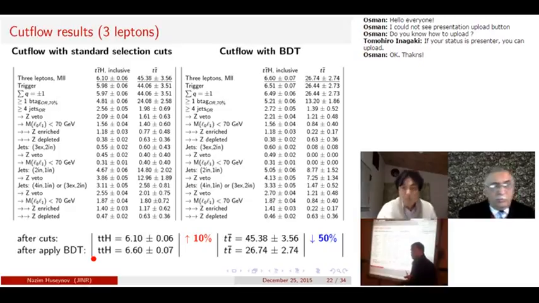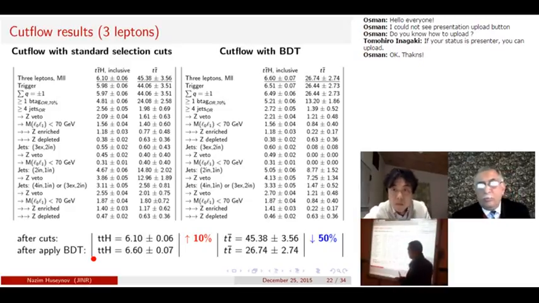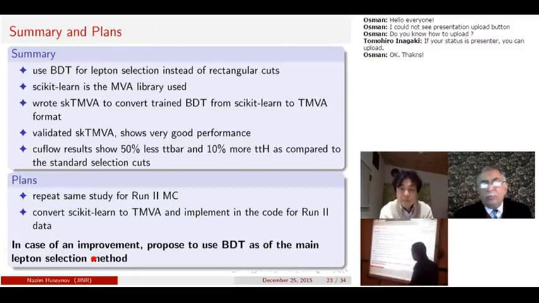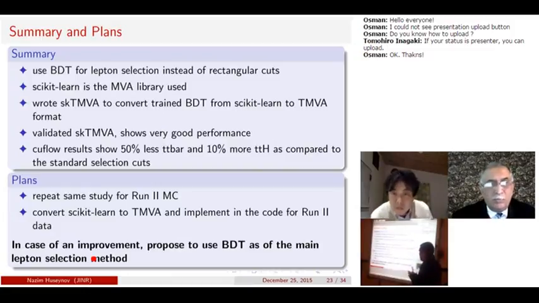Summary: we use BDT for lepton selection instead of rectangular cuts, which means standard selection cuts. Cutflow results show 15% less for TT bar and 10% more for TTH compared to the standard selection cut. Our plans are to repeat all this research for Run 2, applying scikit-learn and our BDT. In case of improvement, we propose to use BDT as the main lepton selection method. Next slide.